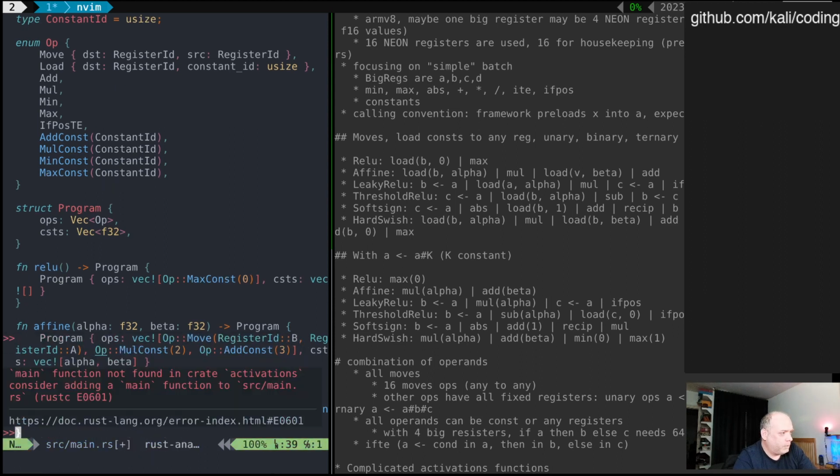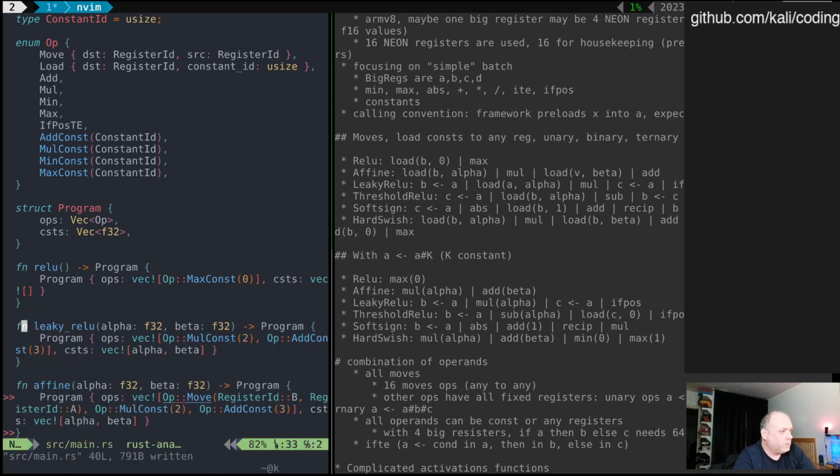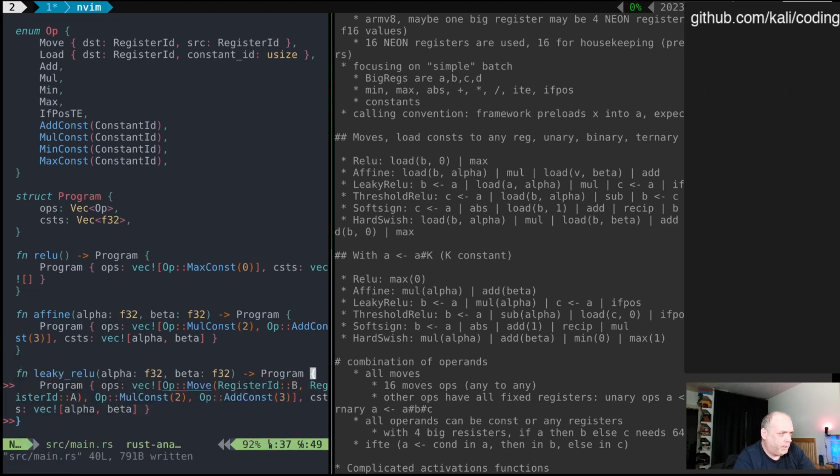I'm not changing the right one. Damn. So this one is affine. Yep, I got confused here. Beta f32. So this one is affine, alpha beta, and it's affine. So this one is leaky. So alpha, and only alpha.